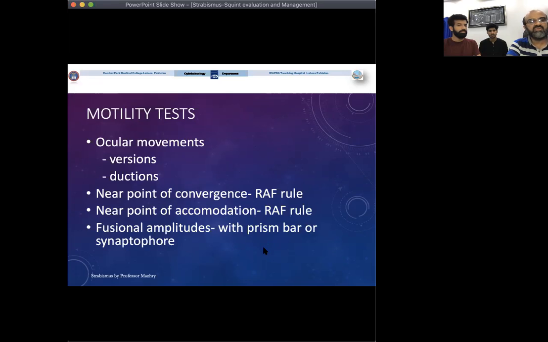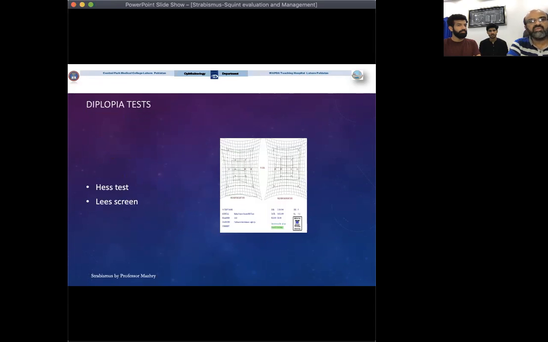Fusional amplitudes can be measured with prism bars or synoptophore. Synoptophore is just an instrument with two tubes. The eye is seen through the tubes. One tube has the image of a line. The other tube has the image of a cage. The patient has to put the line into the cage. That is known as the amblyoscope as well. You simply have two tubes with two dissimilar but associated images. Line and cage is a simple association, but the images are dissimilar. If the patient is able to put the line into the cage, that shows good fusion. If the cage and the line remain separate, that's different. So this is the concept of the amblyoscope or synoptophore.